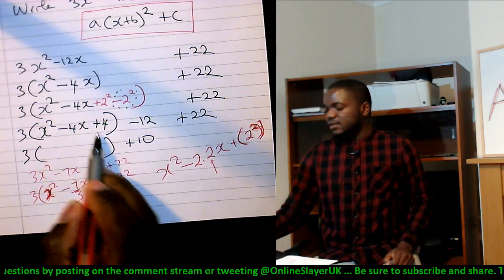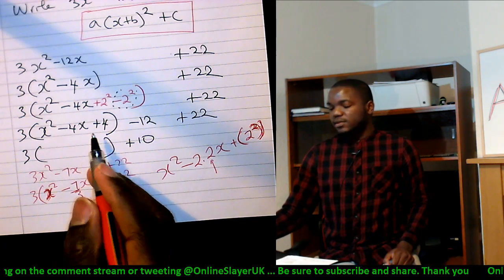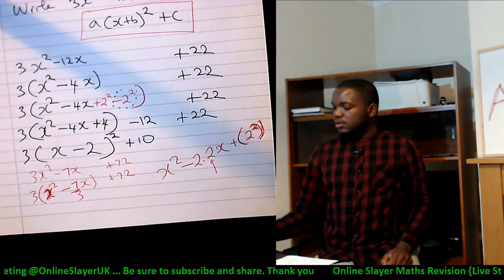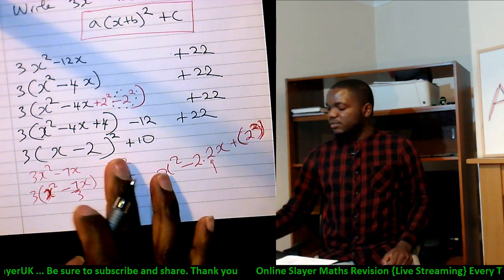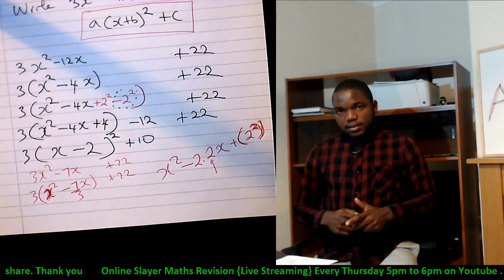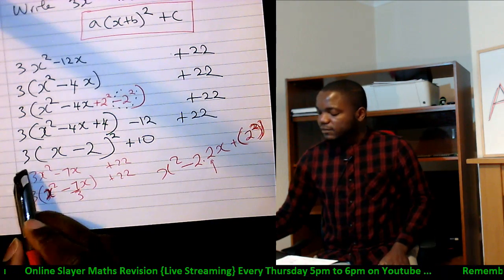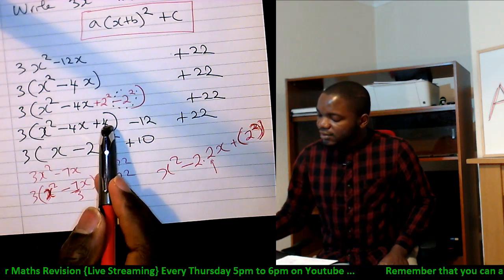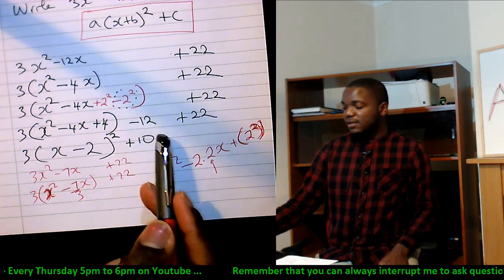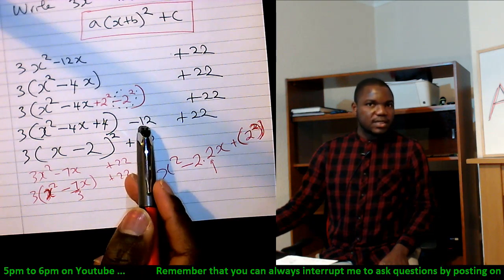Now what is this? It's a squared term, x minus 2 all squared. So this is the solution, has been written in this form, and that is it. Again, take note never to forget that this 3 is going to take care of the minus 4, so it becomes minus 12, and it doesn't come out as minus 4 anymore.